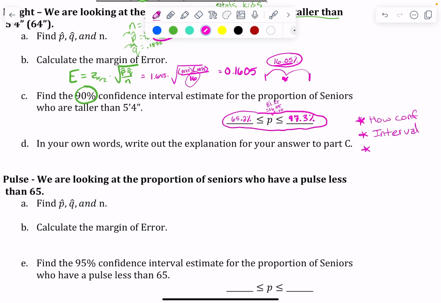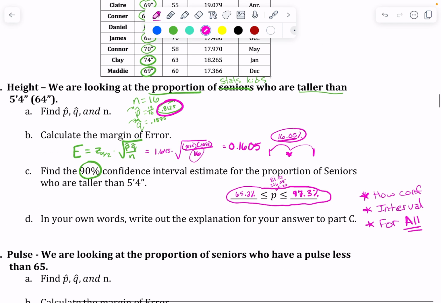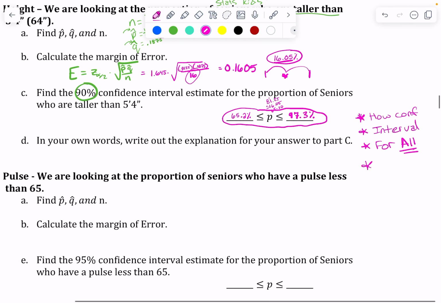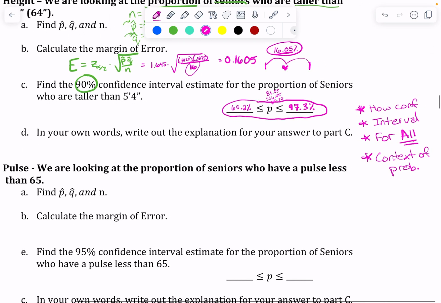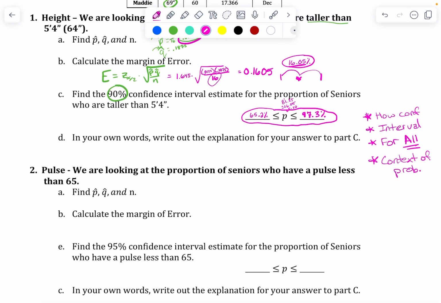Another thing you need to include is for all, whatever it is you're talking about. So like for all students, rather than, yes, I'm just basing this off of my sample, but if I were to survey all kids, this is what would happen. And then list some sort of context of the problem. Okay. All right. So I'm going to write out what I would put for this explanation. We'll see if we covered all of our stuff.